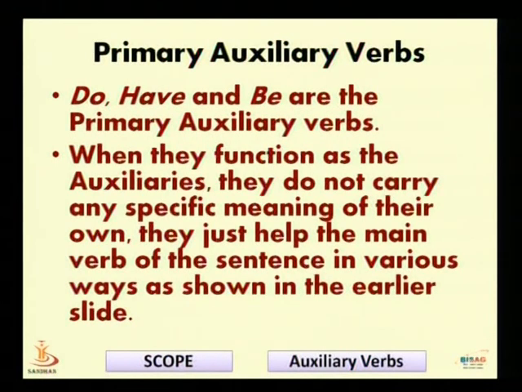So the first thing we should remember is that they have no specific meaning when they occur as the auxiliary in the sentence. They just help the main verb or the sentence construction in different ways. How it helps, I think I have told you earlier. So this is the prime difference between the two.